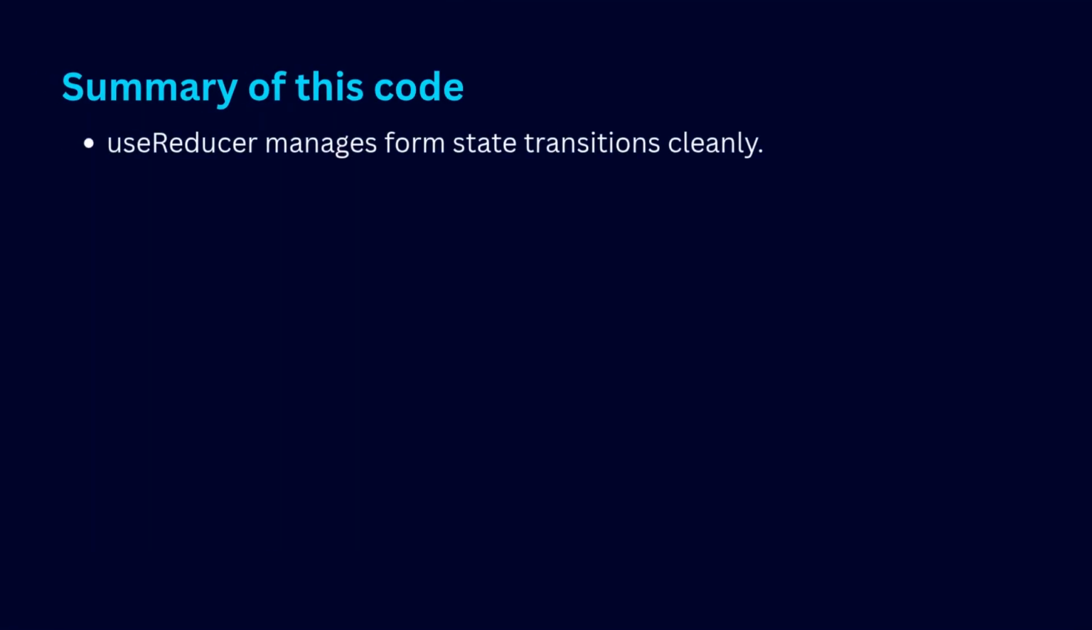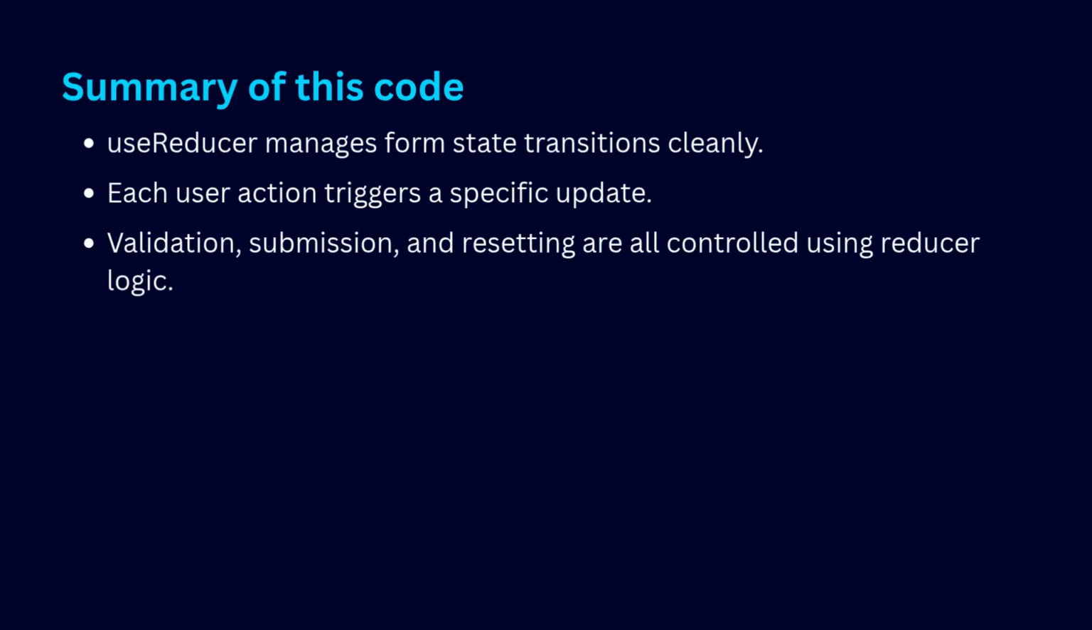Summary. useReducer manages form state transitions clearly. Each user action triggers a specific update. Validation, submission, and resetting are all controlled using useReducer logic. This demonstrates centralized updates and validation with a single reducer, and clear action types for change, validate, submit, success, failure, and reset. It's a pattern ready for unit tests. The reducer can be tested in isolation.